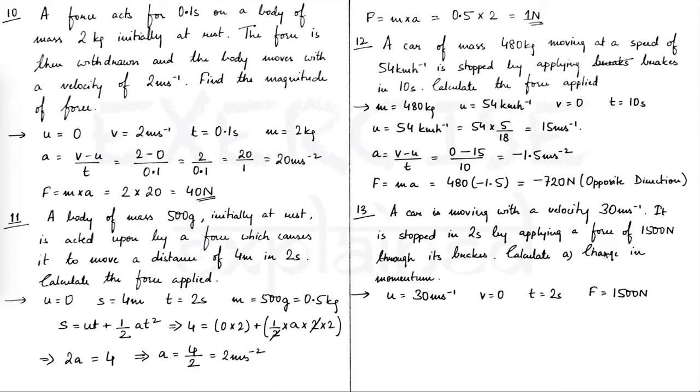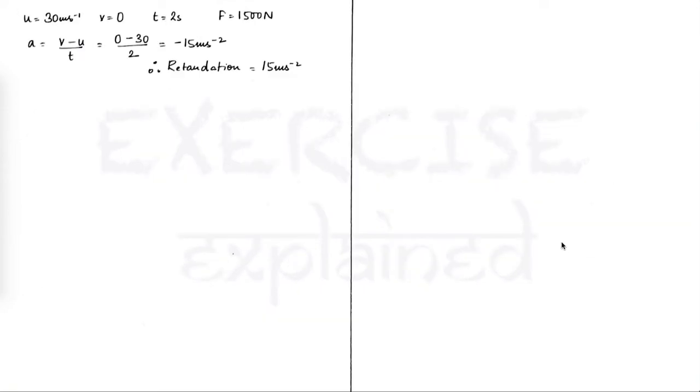Calculate change in momentum. So the first part of the question has asked us to find change in momentum. For finding change in momentum, we would be needing few things here. But before that, I find the value of acceleration, that happens to be v minus u by t. So v was 0, u was 30, divided by t was 2. So we get it as minus 15 meter per second square. That means it is retardation of 15 meter per second square. The vehicle is slowing down.